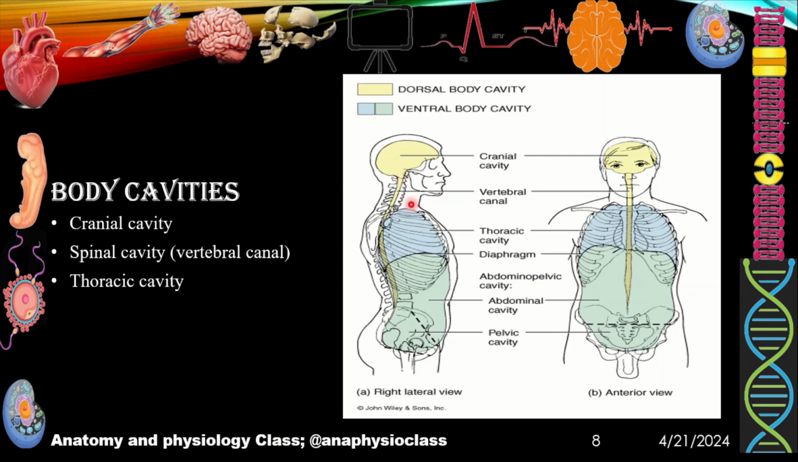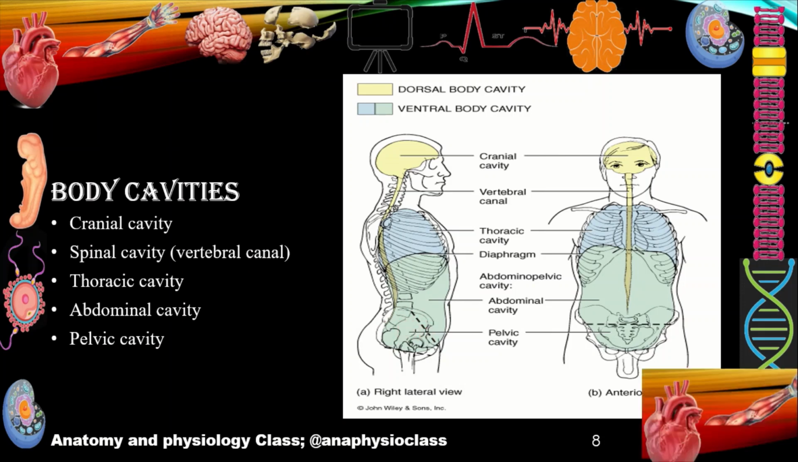And the thoracic cavity. Here is the thoracic cavity. The thoracic cavity contains the heart and the lungs. Then the abdominal cavity contains the abdominal vessels, the stomach, intestine, and the remaining organs. And the pelvic cavity contains some of the urogenital structures like the urinary bladder, seminal vesicles in males, uterus in females, and other structures.